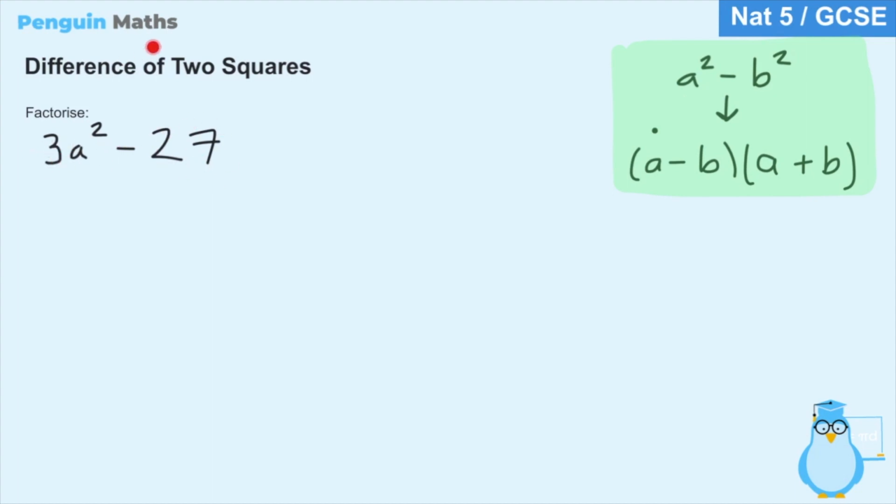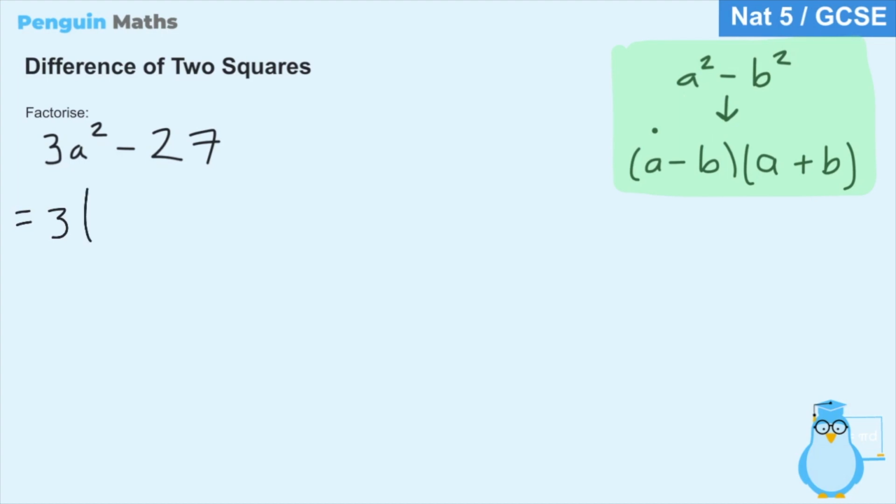But remember, the difference of two squares isn't the first thing that we look for when we go to factorise. The first thing that we should always look for is a highest common factor between the terms. So is there a number that goes into both 3a squared and minus 27? Well, 3 obviously goes into 3a squared, and then we also know that 3 times 9 gives us 27, so that means 3 is definitely a common factor between these terms.